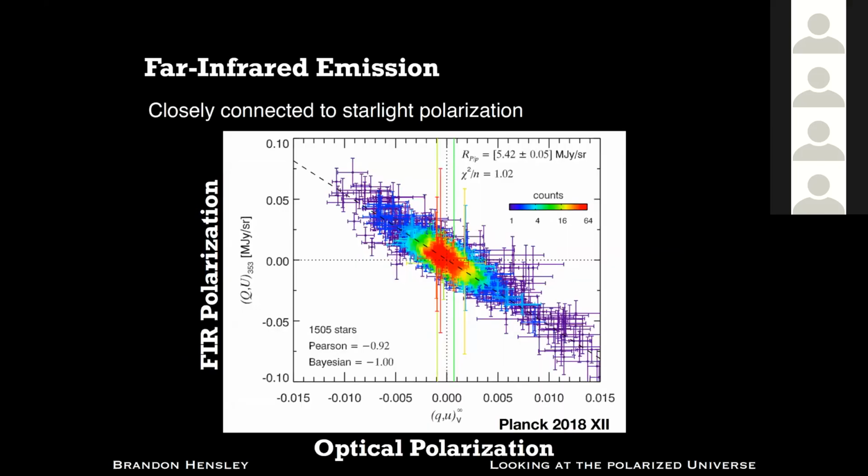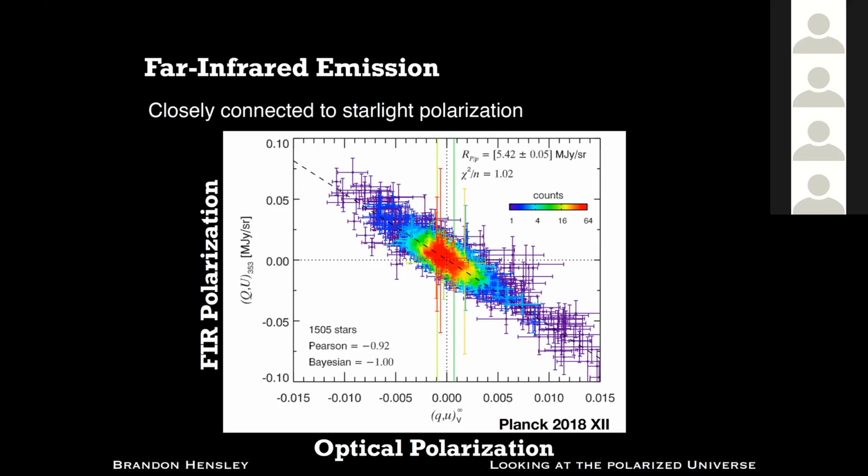One of the things that came out of the Planck analysis of the far infrared dust emission and polarization is just how tightly connected it is to the optical polarization, such that if you measure one, you can make a very good prediction of the other. That there seems to be these characteristic ratios that characterize the amount of optical polarization per amount of far infrared polarization. And this is just a demonstration of that in the Planck data using a sample of about 1,500 stars. And it's just a beautiful linear relationship that pops out.